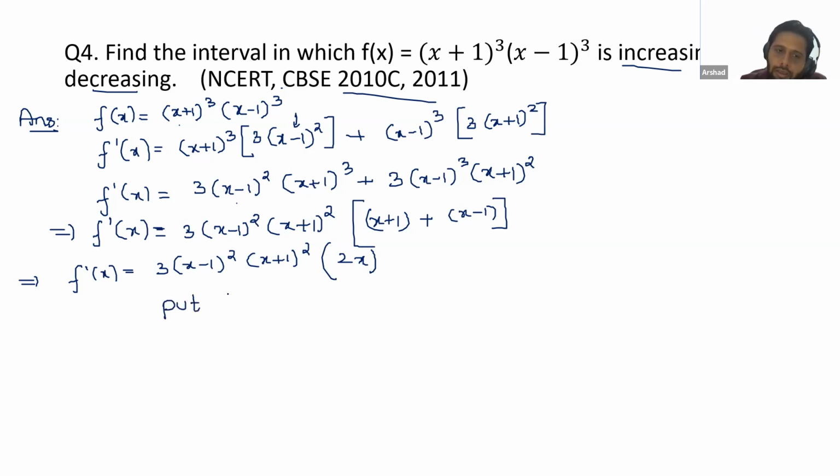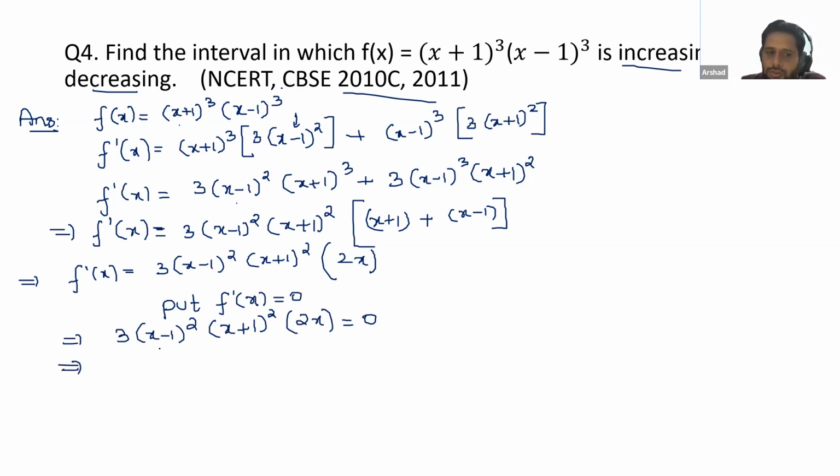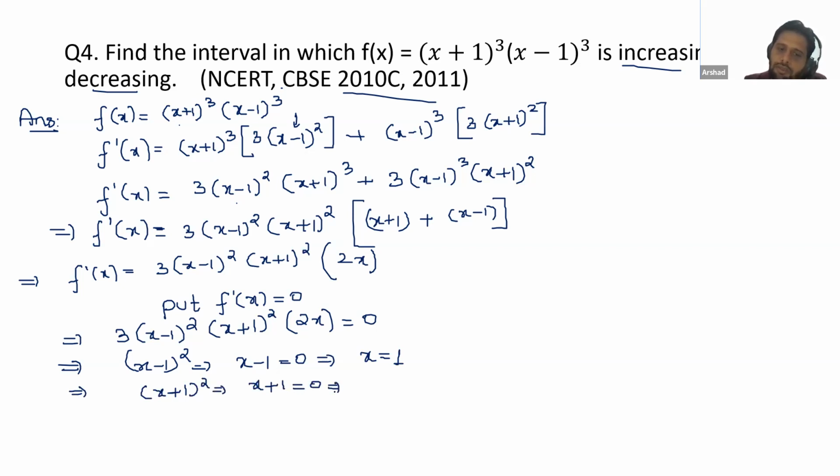So put f dash x equal to 0. So what you will get here: 3x minus 1 whole square, x plus 1 whole square, 2x is equal to 0. We will equate every expression to 0 one by one. So x minus 1 whole square is equal to 0, which gives x minus 1 equal to 0, so x is equal to 1. Similarly, x plus 1 whole square is equal to 0, so x plus 1 is equal to 0, giving x is equal to minus 1. And 2x is equal to 0, so x is equal to 0. So these are the three critical points: x is equal to 0, x is equal to 1, and x is equal to minus 1.